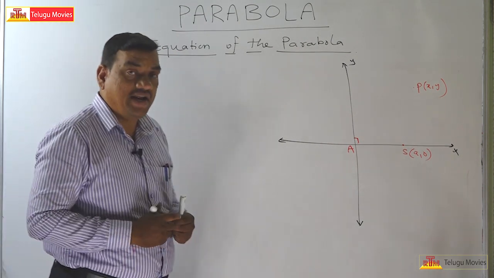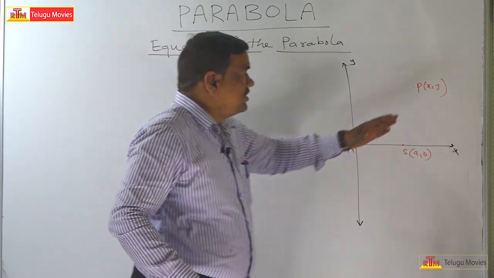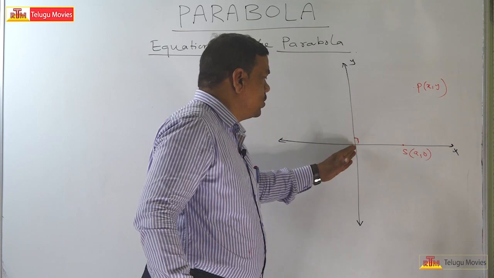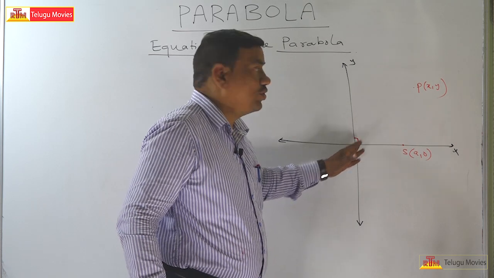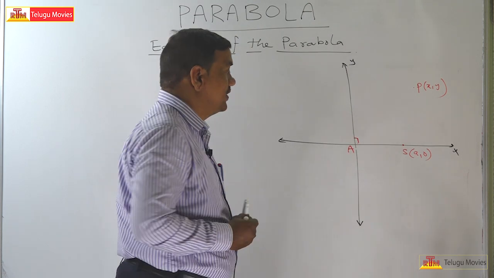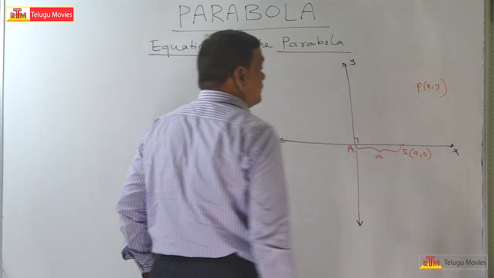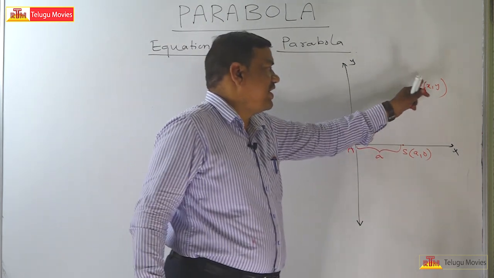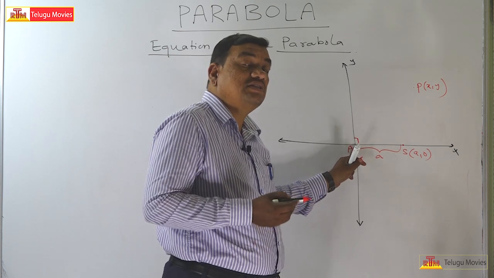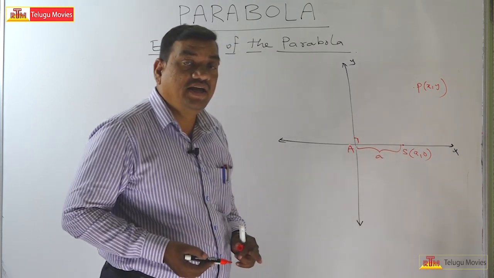Now we have to take the directrix. Let us suppose that P coincides with A, that is the origin. Then this length will be a units. That means P may be anywhere; if P coincides with A, then the SA length will automatically be a.